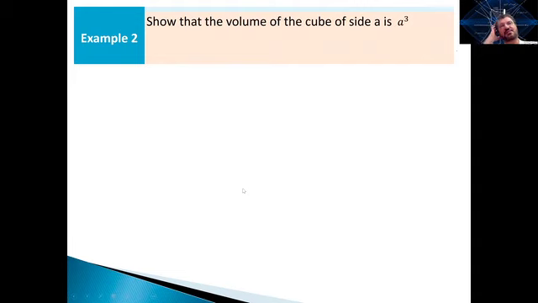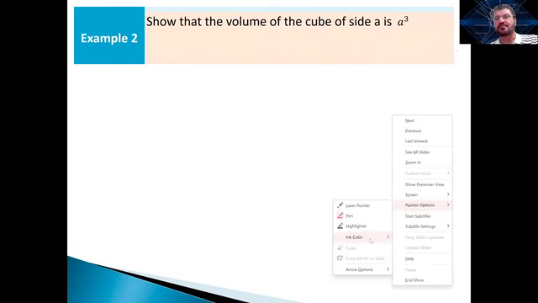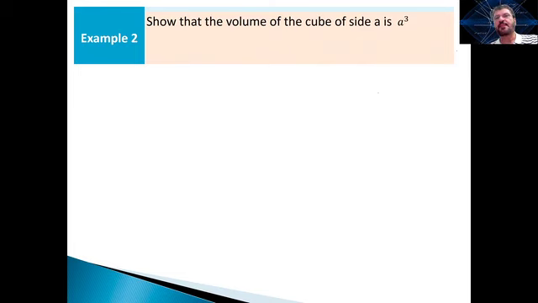Let's take an example here. Show that the volume of a cube of side A is A cubed. Okay, let me show you the graph here. We have a three-dimensional space. This is Y, this is X, and this is Z. So of side A, so on the x-axis, let's go A here on the x-axis, and A on the y-axis, and A on the z-axis. So let me make the cube that we are looking for.